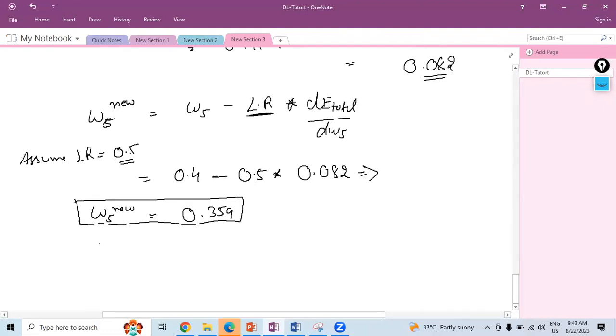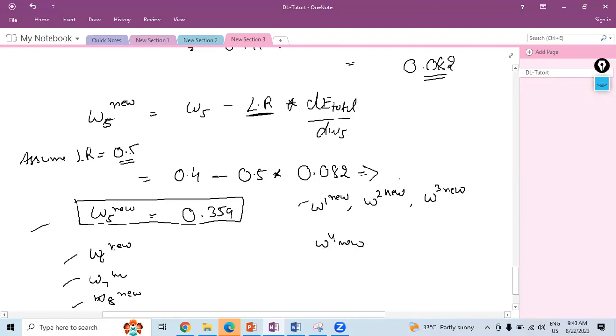Similarly, this is my W5 new. Similarly, you can calculate W6 new, W7 new, W8 new. Similarly, in the deeper level, you have to calculate W1 new, W2 new, W3 new, and W4 new. All these weights get their new values calculated. Then I will update these values in my network and recalculate. So this is the iterative process.